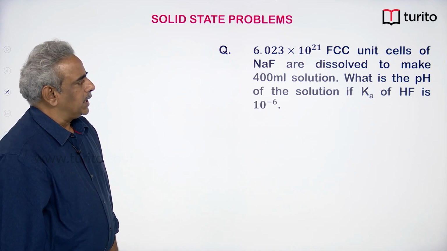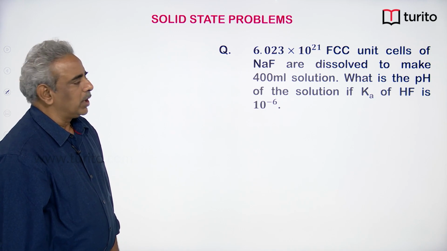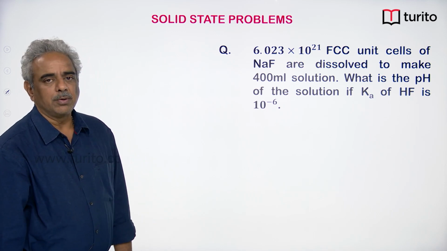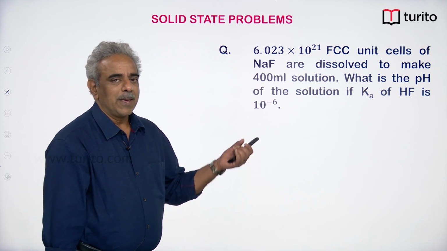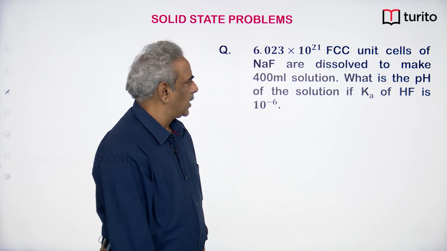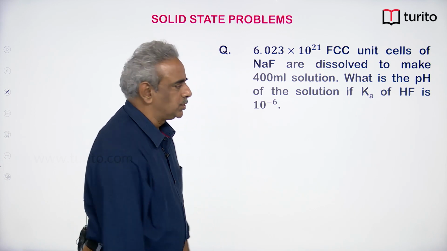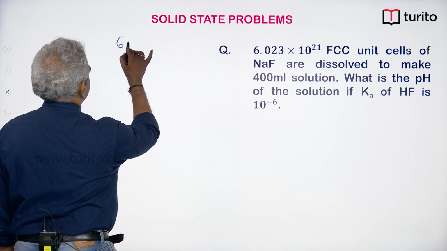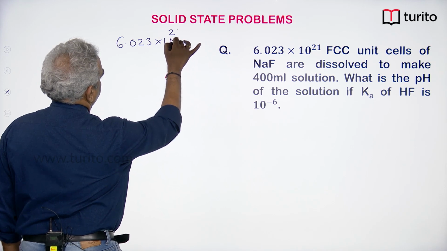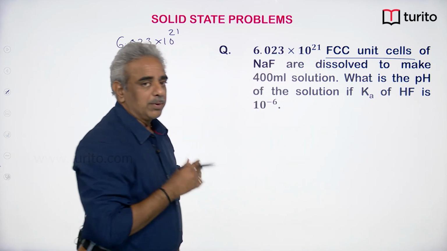6.023 into 10 power 21 FCC unit cells of sodium fluoride are dissolved to make 400 ml solution. What is the pH of the solution if Ka of HF is 10 power minus 6? This is a question that bridges solid state as well as ionic equilibrium. So, 6.023 into 10 power 21 unit cells are there. So, how many moles?